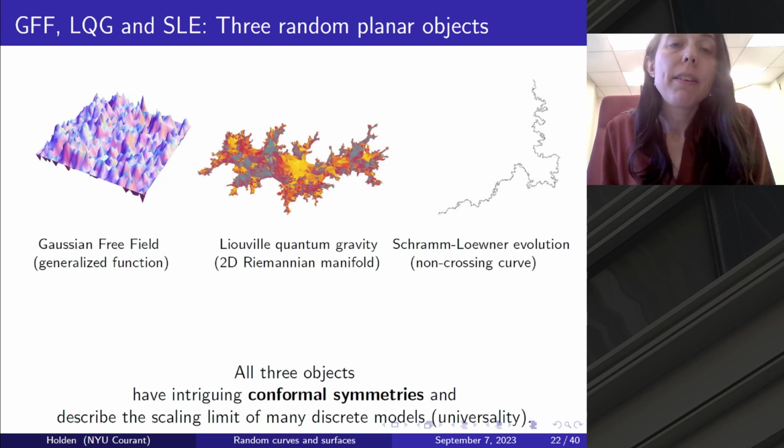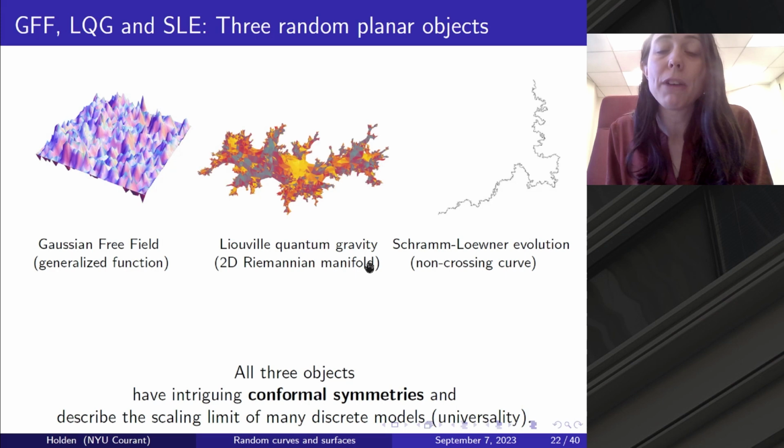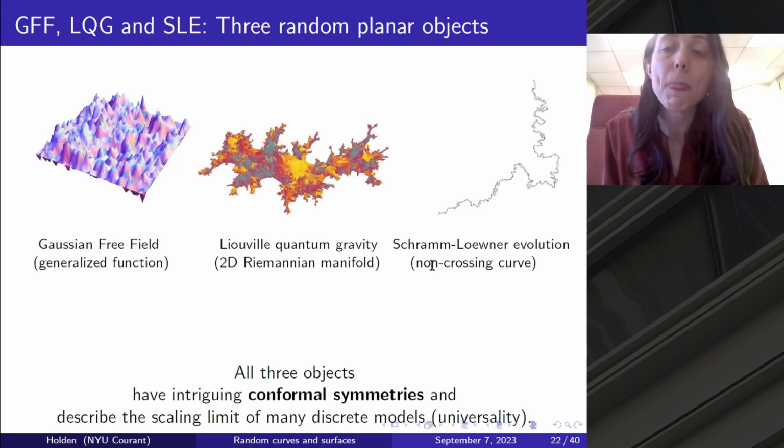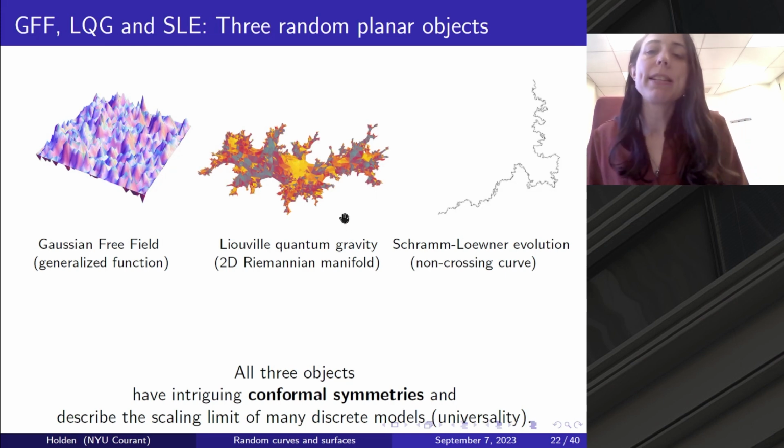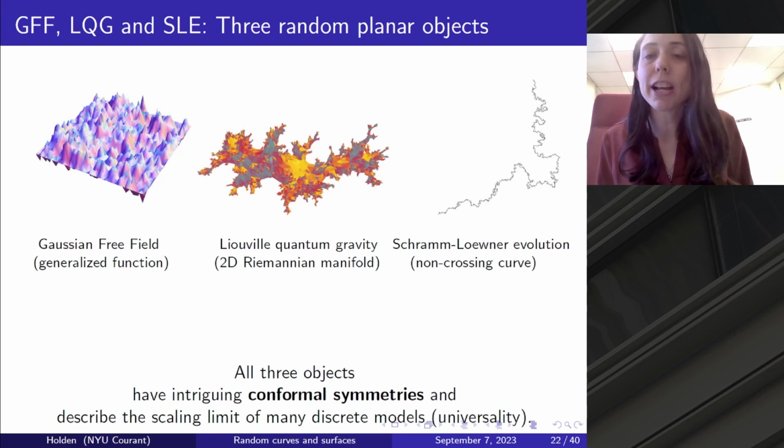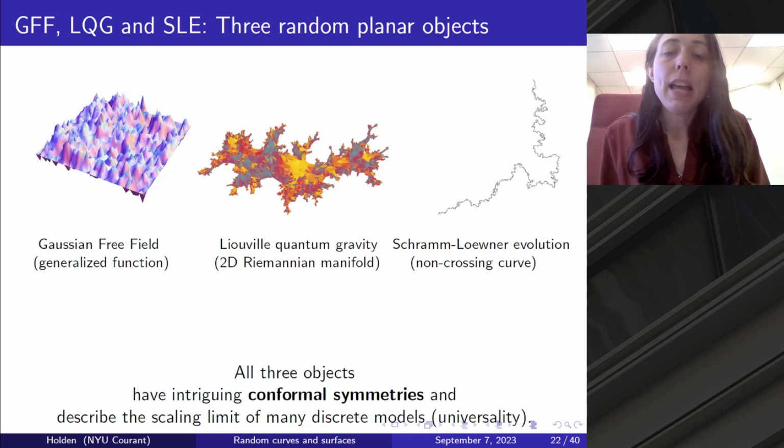So far we have been studying a range of random objects. We have been studying the Gaussian free field, which is some random generalized function. We have seen this Liouville quantum gravity surface, which is in some sense a random 2D Riemannian manifold, and we have also been studying the Schramm-Loewner evolution, which is this random non-crossing curve. One thing all of these objects have in common is that they, in some sense, can be viewed as planar or two-dimensional objects, and in some sense they are living in a plane.